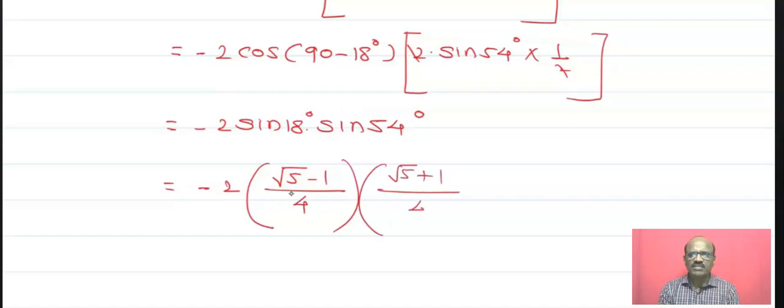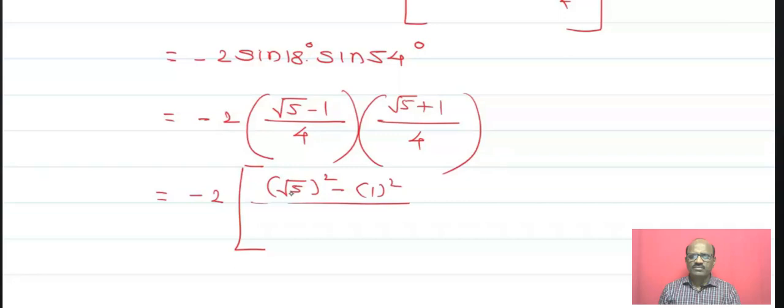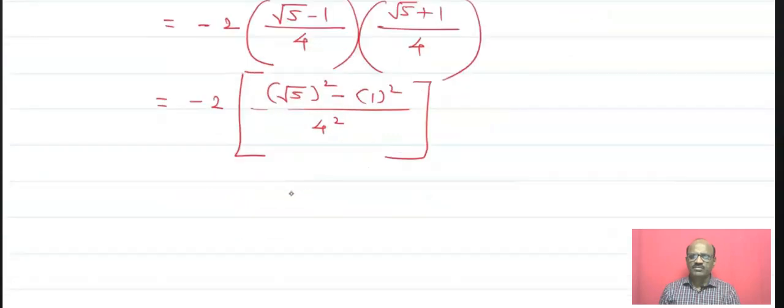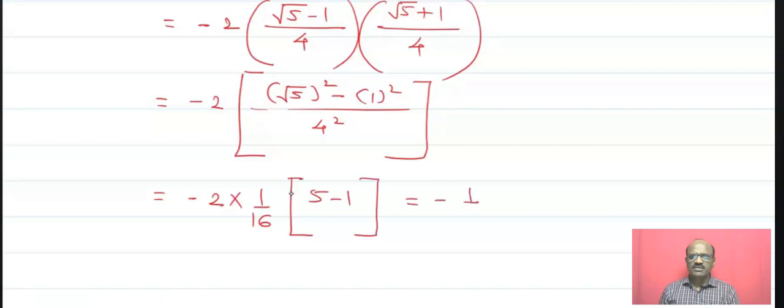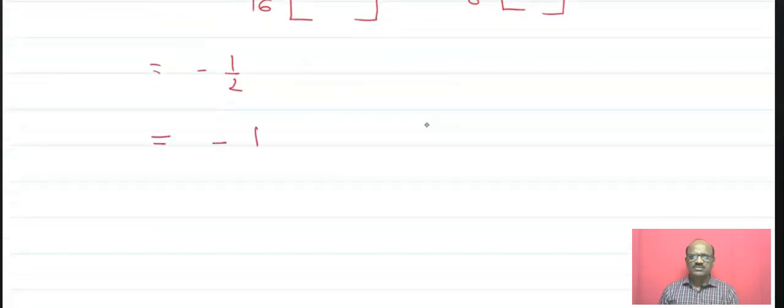Minus 2 in bracket (√5 minus 1) upon 4, (√5 plus 1) upon 4, and now this is a very simple simplification. That is (√5) square minus 1 square upon 4 square, and that is minus 2 into 1 upon 16, 5 minus 1, that is equals to minus 1 upon 8, 5 minus 1, and that is equals to minus 1 upon 2. This is equals to the RHS. Now the question number 6.